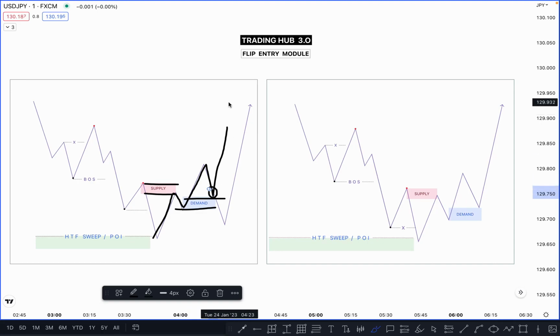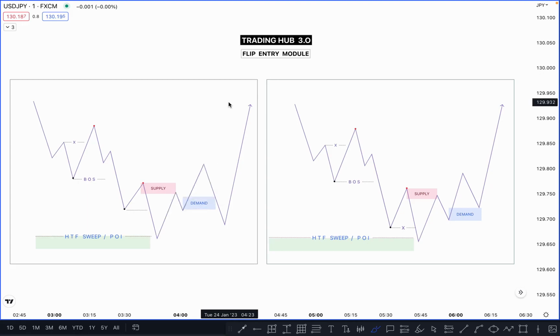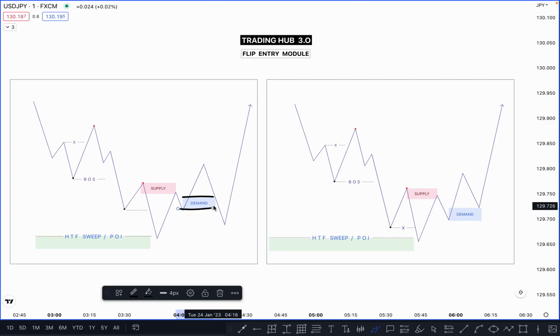But this is not correct. Why? Because the market has not taken out the liquidity or inducement. If you are buying or selling without inducement, without liquidity taken out, it means you are SMT. Simple. So in this case, this demand zone is here and you have to wait for it.